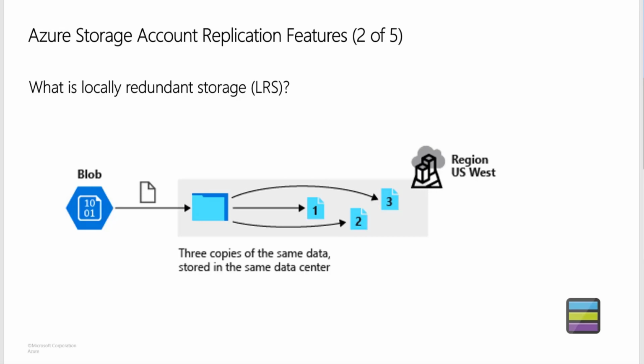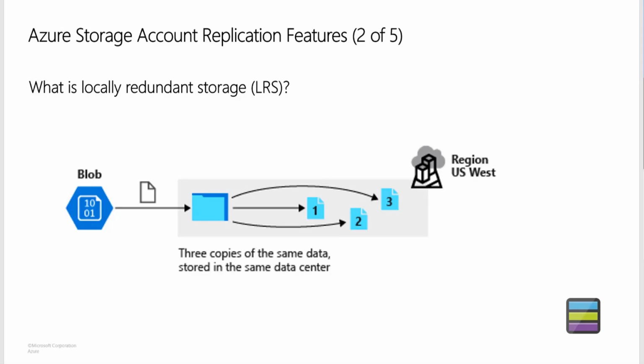LRS is the least expensive replication option available. It also offers the least durability because you can potentially lose all your data if a data center outage occurs. I mean, this again depends upon the severity of the outage. It's not like if something happens in the data center, your data is lost, but it depends upon how severely this is affecting the storage, then that will cause some issues.